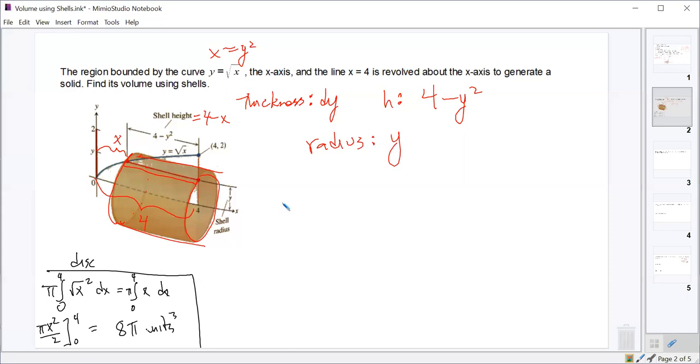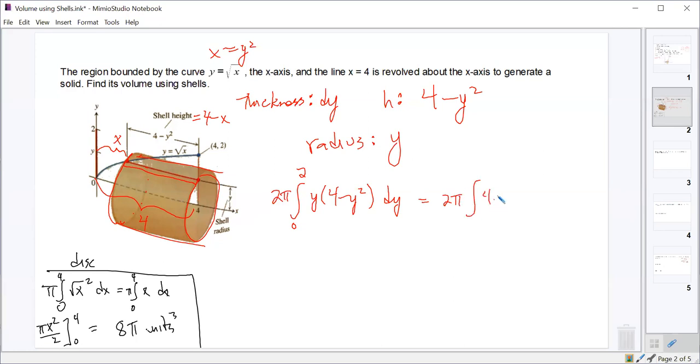So what we would do is we just follow our formula, 2 pi times the integral of the radius times the height, dy, and we'd integrate from our lowest y value. What's the lowest y value of our region? 0. Yep. And what's the highest y value of our region? 2. Mm-hmm.